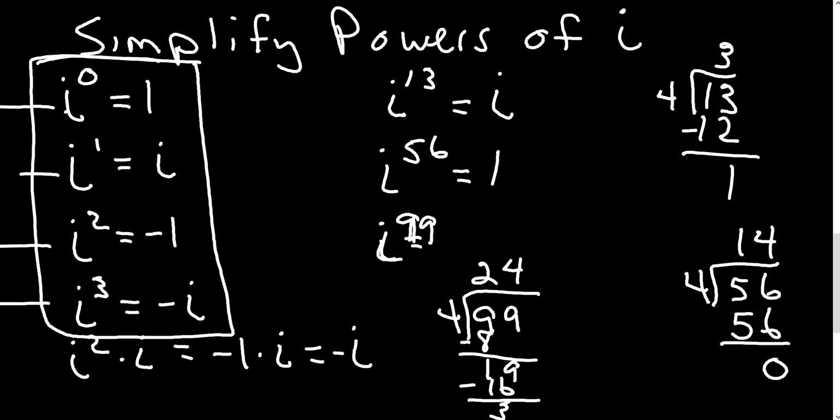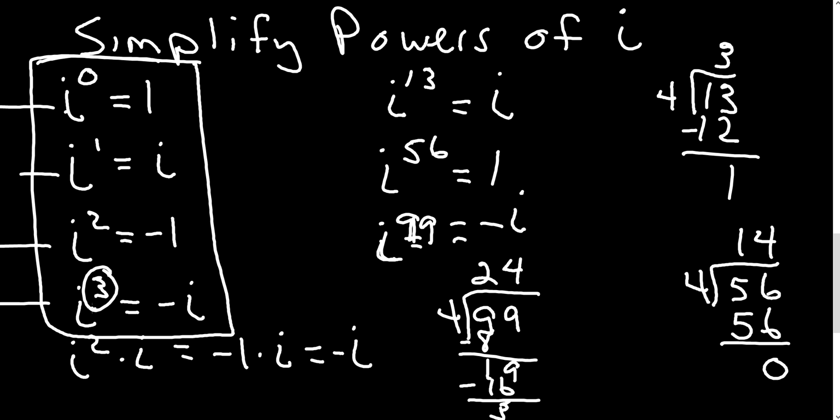I forgot where I was before I was interrupted, and I was doing the i to the 99th power. I did the division and had a remainder of 3, so the answer to i to the 99th power will be i to the 3rd power, which gives me negative i, corresponding the remainder with the exponent of the i. Okay, and that was that one.